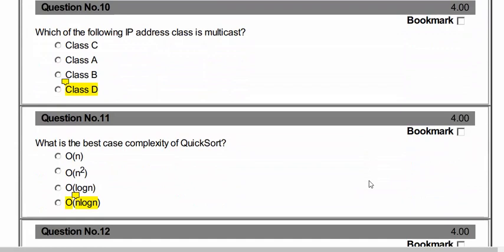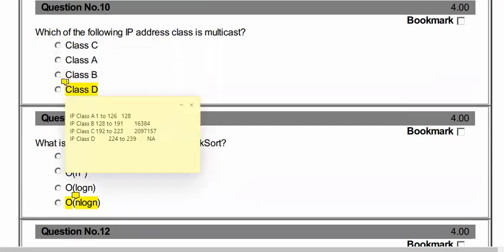Which of the following IP address class is multicast? Class D. Class D is multicast IP address. IP class A is 1 to 126, and IP class B is 128 to 191. IP class C is 192 to 223, and IP class D is 224 to 239. It is multicast.